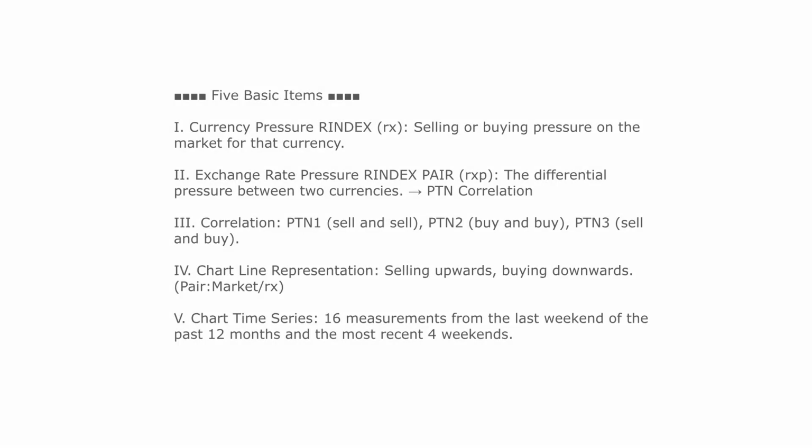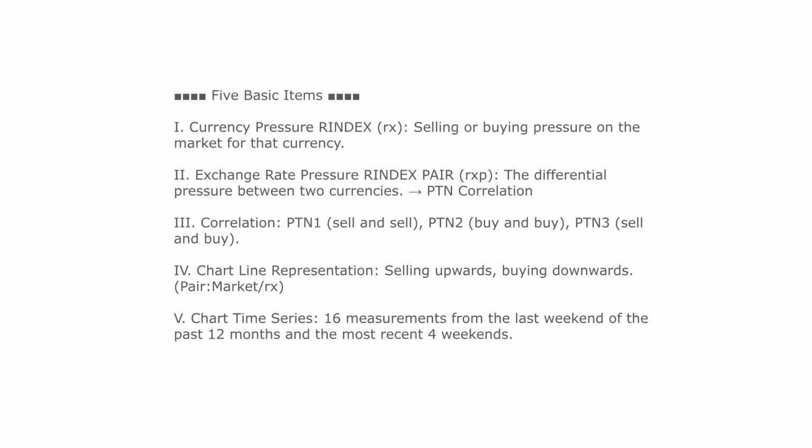Here are 5 key points to understand the content. 1. Currency Pressure Index, RX, selling or buying pressure in the market for the currency in question. 2. Exchange Rate Pressure Index Pair, RXP, the pressure difference between two currencies, PTN correlation. 3. Correlation, PTN1, sell and sell, PTN2, buy and buy, PTN3, sell and buy.